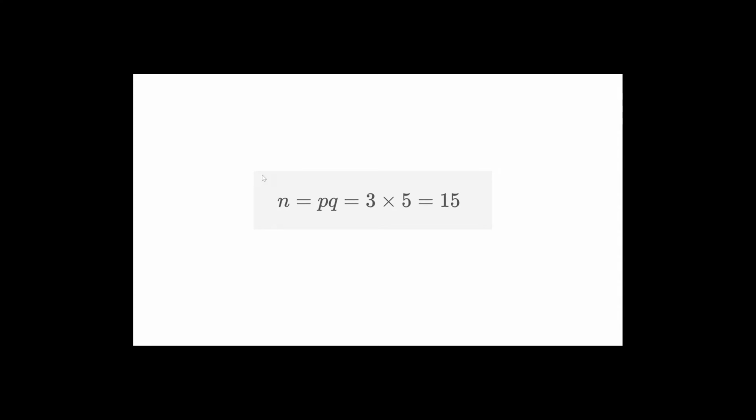Now we calculate the product of P minus 1 and Q minus 1, and that's our big N. In this case, P minus 1 is 2 and Q minus 1 is 4, so the product is 8. And that product should be kept secret.